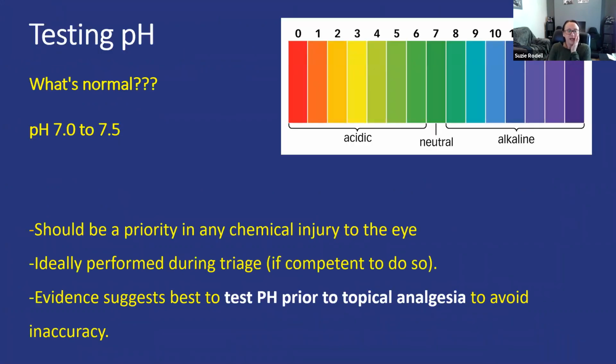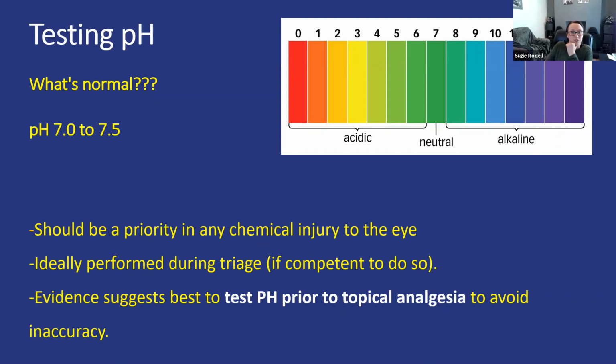So testing the pH. Once we've given tetracaine, I go back and I look at my pH strip and what does it mean? So for those of you who aren't aware, pH of 7 to 7.5 is neutral, and tear fluid typically has a pH of 7.2 to 7.5. So that's normal for the eye.